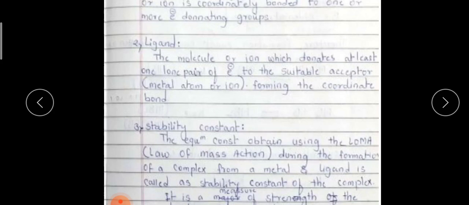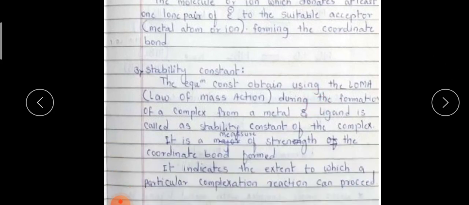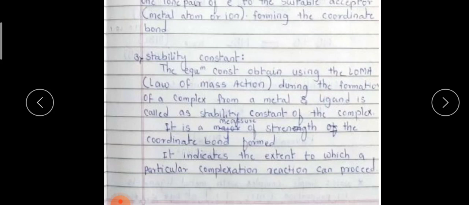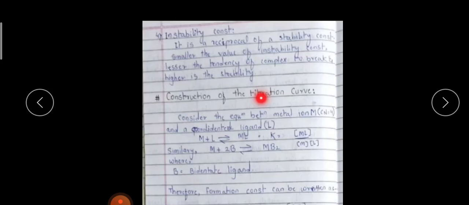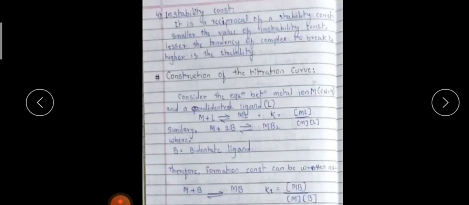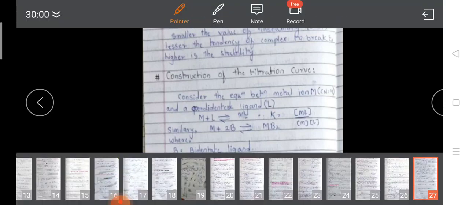What is the stability constant? That is nothing but the equilibrium constant obtained by using the law of mass action during the formation of the complex from a metal and a ligand. It measures the strength of the coordinate bond formed and it indicates the extent to which the particular complex reaction can proceed. These are the certain terms. Then instability constant: it is the reciprocal of the stability constant. The smaller the value of the instability constant, the lesser the tendency of the complex to break and the higher the stability. These are some terms used in complexometric titration. You have to remember these terms.